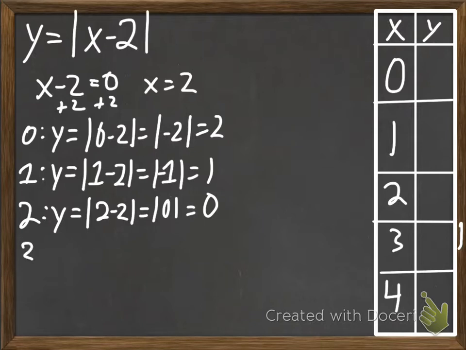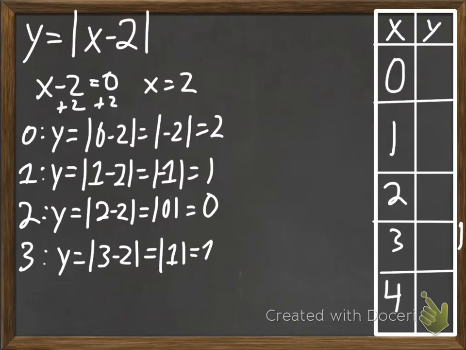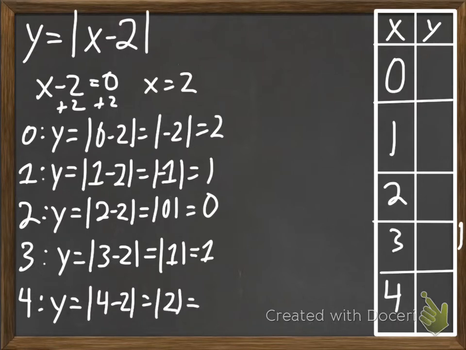That's a really wonky 3, so I'm going to redraw it. So 3, y equals the absolute value of 3 minus 2, which is 1, and the absolute value of 1 is 1. And finally the 4, we get the absolute value of 4 minus 2, which is the absolute value of 2, and that is 2. So I'm going to fill out my chart. So 2, 1, 0, 1, 2. Now I'm going to graph this on the next one.